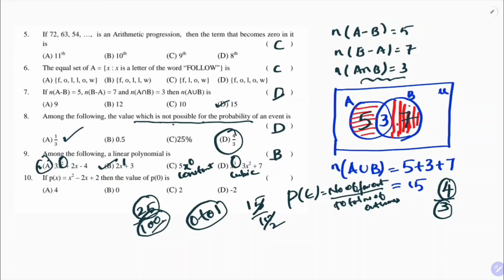Correct option is B. Now one more, the 10th MCQ. So here if you see, P of x is given, they are asking P of 0. P of x value is given.